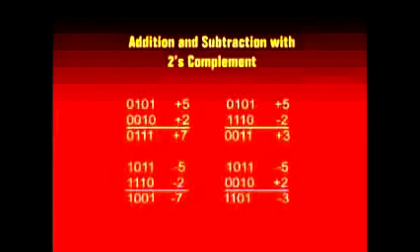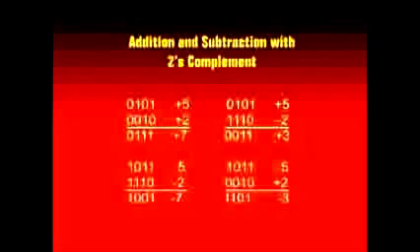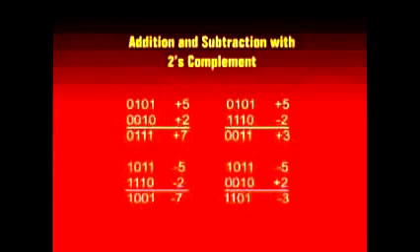Let's consider the second case. Minus 5 is to be added to minus 2. The result is minus 7. Now, minus 5 and minus 2 are both represented in their 2's complement form. So, minus 5 is 1011 and minus 2 is 1110. Now, if you add these two numbers, you end up with 1001. Now, 1001 is 2's complement of negative 7.